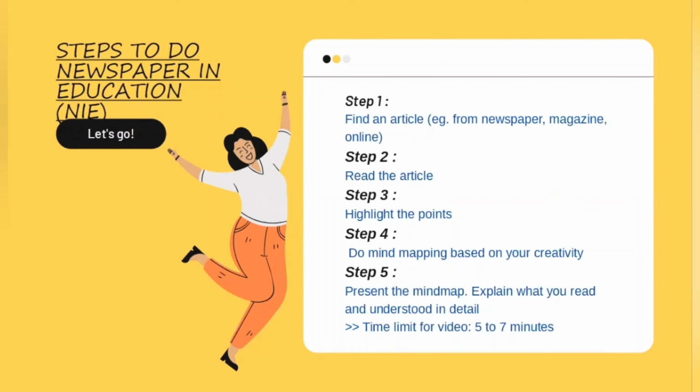So, steps to do in NIE. Step 1, find an article. As I mentioned before, you can abstract an article from a newspaper, a magazine, or even online. Step 2, read the article. Step 3, highlight the points. Step 4, do mind mapping based on your creativity. And step 5, present the mind map. Explain what you read and understood in detail and make a video out of it. The time limit for this video is 5 to 7 minutes.